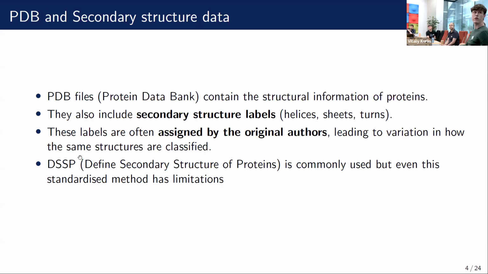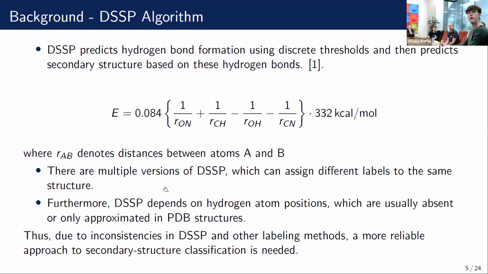Mainly, they'll use a method called DSSP, which is defined secondary structure of proteins. This is common, but even this standardized method has limitations. This is the formula for DSSP, and this basically is a bunch of distances between atoms, some set constants, and if the threshold of E is overcome, they say a hydrogen bond forms.